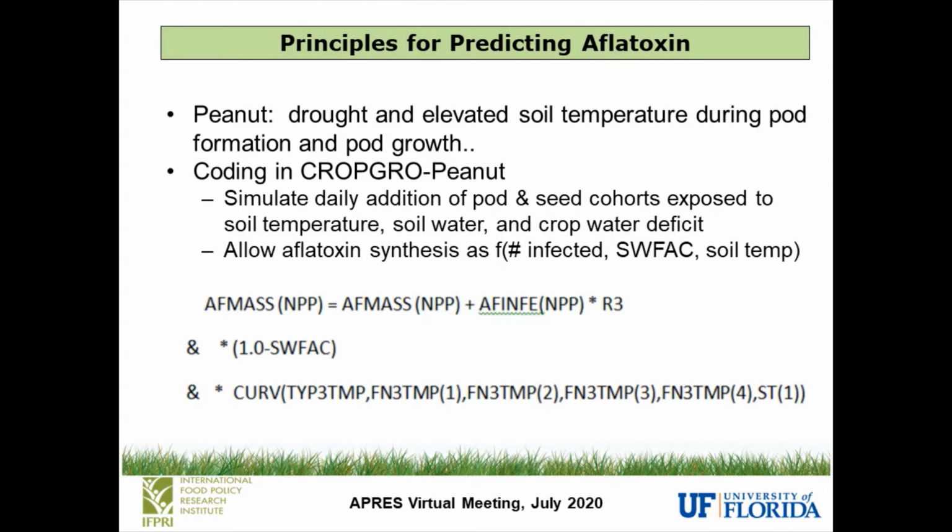The next step in this is to create aflatoxin synthesis in those infected pods. This is done as a function of the plant water status and the soil temperature. It does not use the soil water status in the pegging zone, and plant water status was more important in our calibration. Basically, the AF mass is the mass of actual aflatoxin, and this creates the growth of aflatoxin based upon infected pods, a rate constant, plant water status, and a temperature modifier.